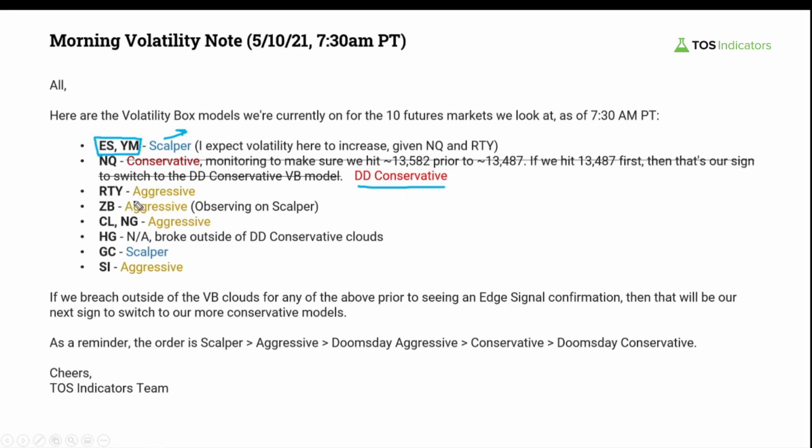On the Russell, we were on our aggressive models. Fairly decent risk, a little bit greater than the S&P and the Dow, but less than the NASDAQ futures. And then with the 30-year bond, we were on our aggressive models, observing this on the scalper.